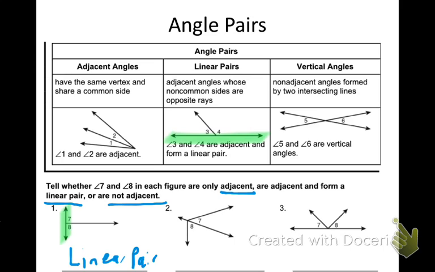What about number 2? I have angles 7 and 8 again. What do you think, Gabe? Those are just adjacent. Nice job. Yeah, they are next to each other. They do not form a line, so that would be just adjacent. What about number 3? I have angles 7 and 8 again. What do you think, Bryce? Those are not adjacent. Yeah, they are kind of near each other. They do kind of share a vertex, but they are not directly next to each other. So they are not adjacent.